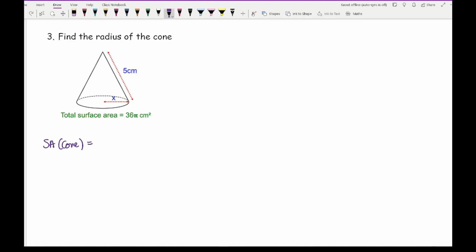So the surface area of a cone, or the total surface area I should write, is going to be pi RL plus pi R squared. So this is the formula I'm going to be using. Looking at the information I've been given, I know that L equals 5 and the surface area is 36 pi. Substituting all of that in, I end up with pi times R times 5 plus pi times R squared equals 36 pi.